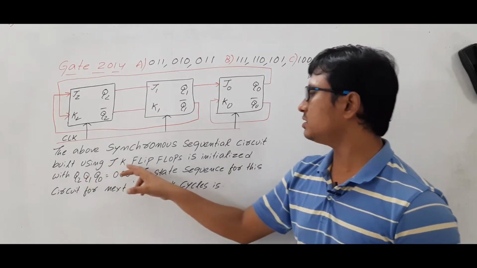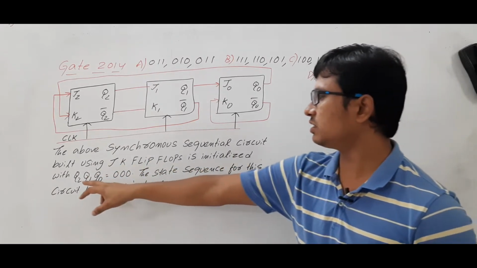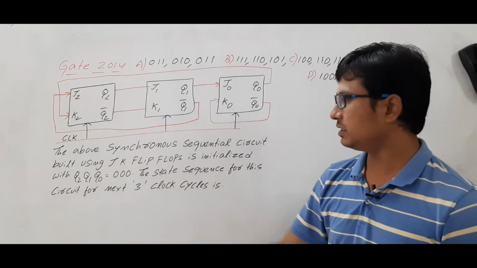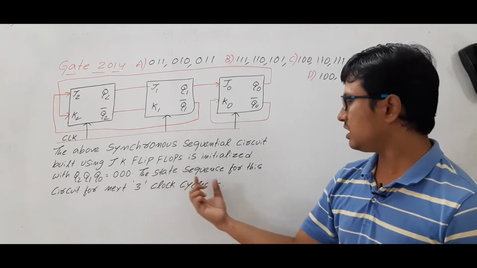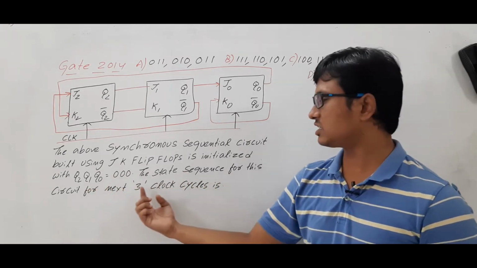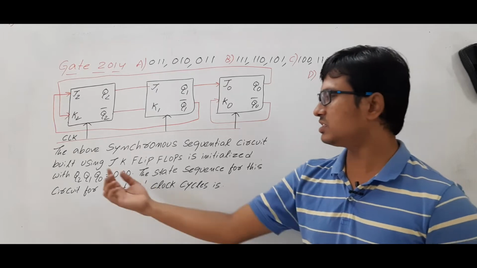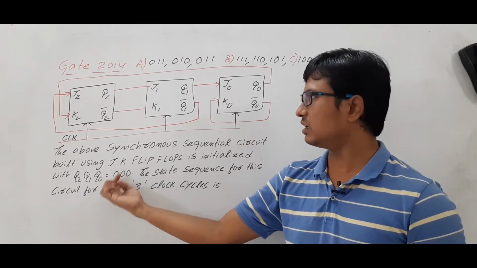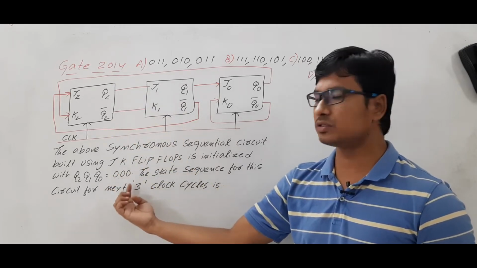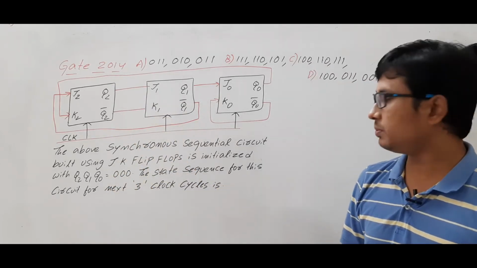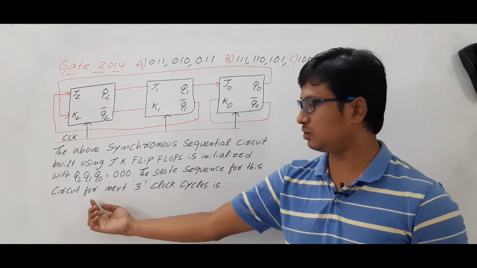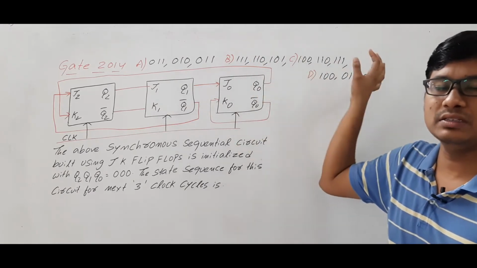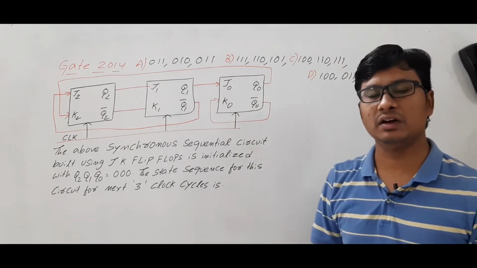Using JK flip-flops, it is initialized with Q2 as 0, Q1 as 0, Q0 as 0. This is the initial state. The state sequence for the circuit for the next 3 clock cycles is, if this is the initial clock cycle, means in the initial clock cycle the circuit is in the state 0 0 0, then they are asking what will be the state sequence for the circuit for the next 3 clock cycles. They have given options A, B, C and D. We need to find the right answer.